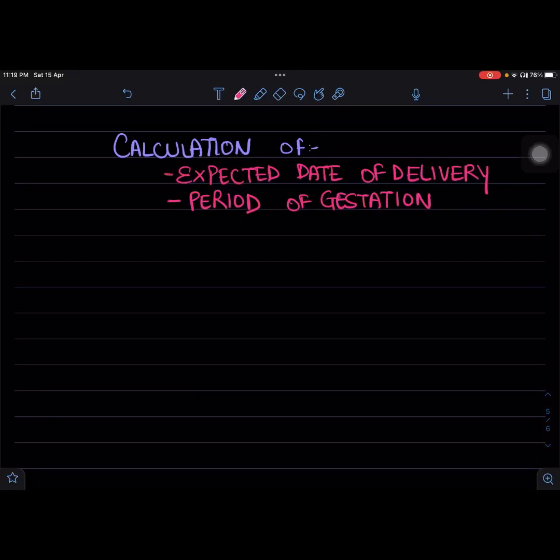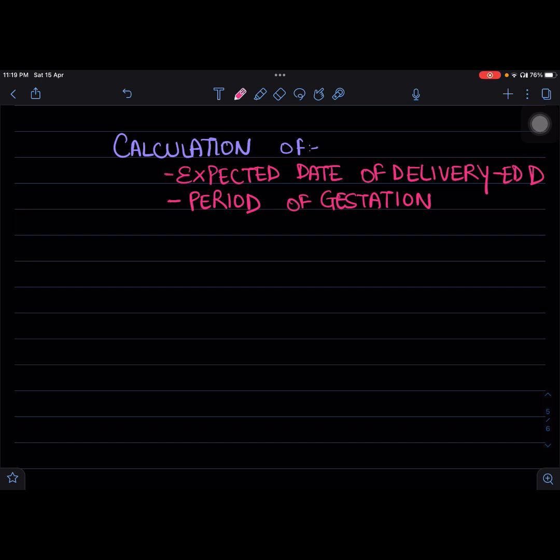Today I thought we'll do something different and learn how to calculate EDD, right? That is the expected date of delivery. This will be useful for students and obstetricians, and also for the patient herself if she's curious to calculate her EDD on her own. Besides that, we'll also learn about period of gestation.